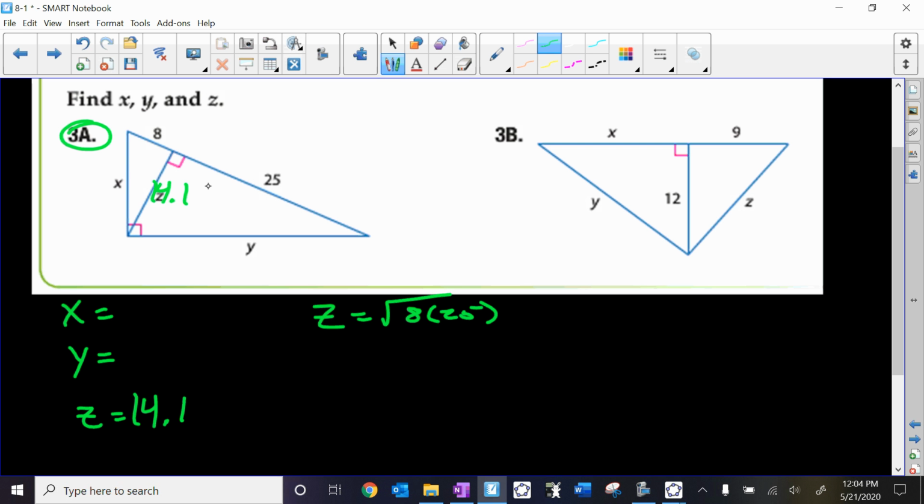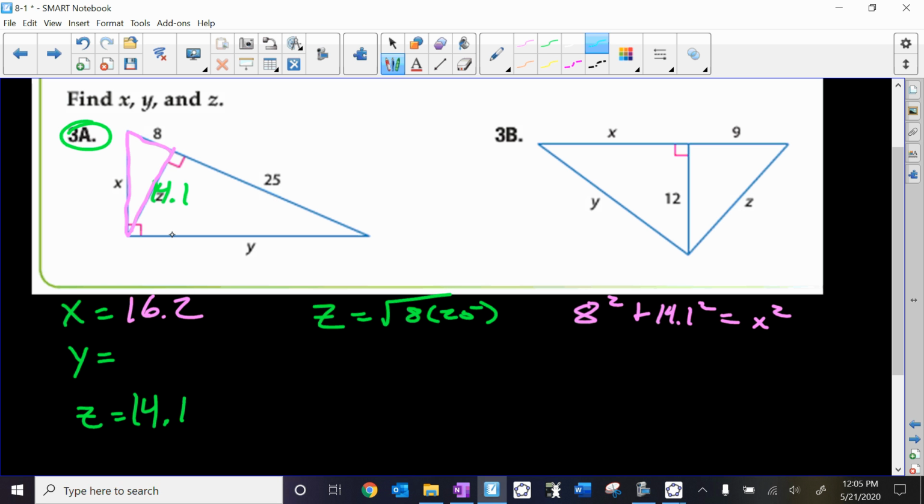Once you have z, the rest of it's quite a bit easier. If I want to solve for x, I can highlight this triangle. Notice you have two sides of a right triangle, and x is the hypotenuse, so you can use the Pythagorean theorem here. So we can go 8 squared plus 14.1 squared equals x squared. And when you solve that, it gets you 16.2 for x.